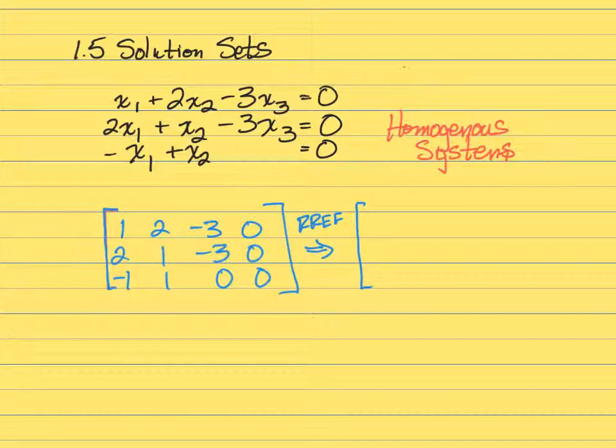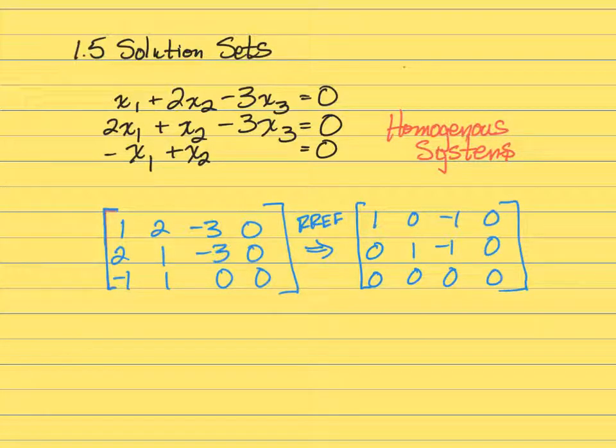1, 0, negative 1, 0, 0, 1, negative 1, 0, 0, 0, 0, 0. Okay, so some things to notice about this that you want to keep track of. The first one is this: we've got an entire row of zeros right there. That tells you an infinite number of solutions. So that's important. So we've answered that question.